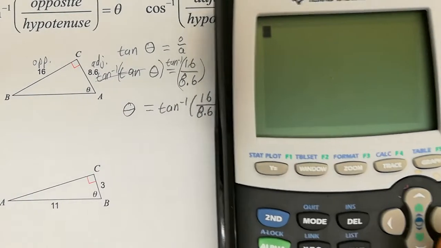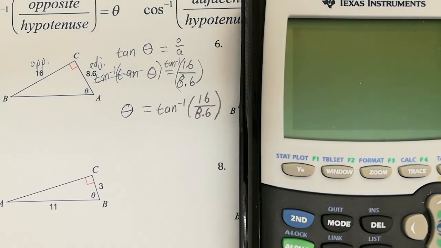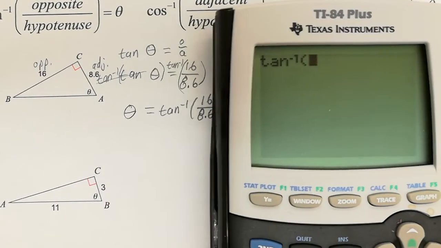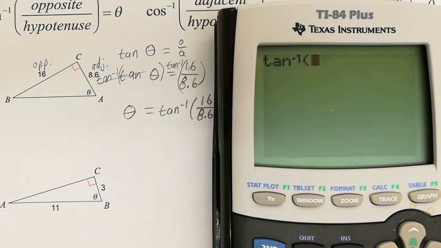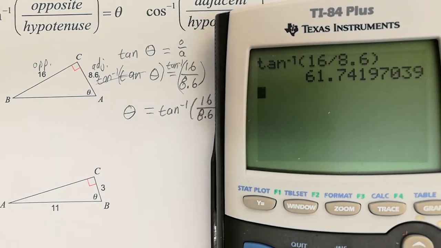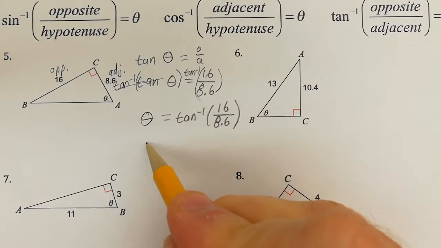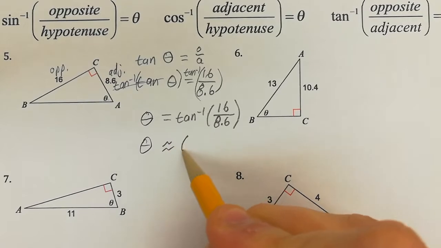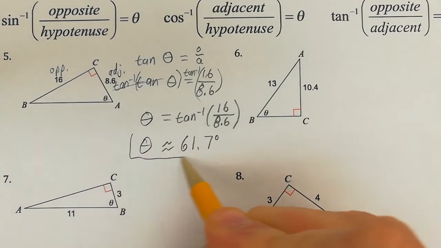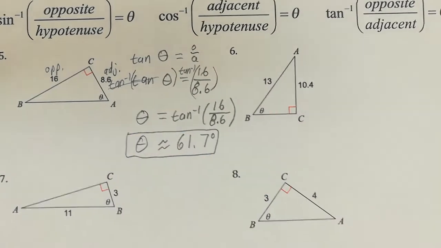All right, so now we use that inverse tangent function. How I activated that on my calculator, I hit the second button, and now we put in 16 divided by 8.6, and this will give me the angle measure that has that tangent ratio. So 61.7 approximately has that tangent ratio, and that's our answer. We figured out what the angle is approximately, 61.7 degrees.